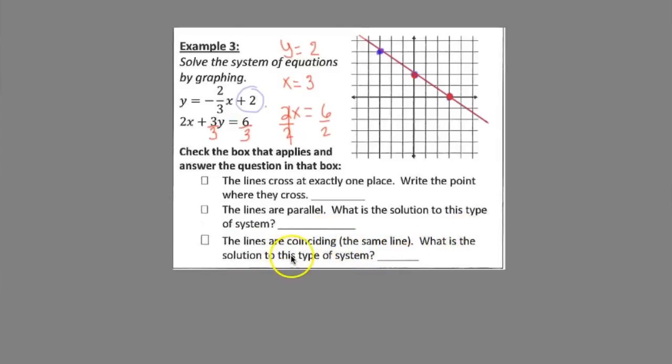What is the solution type? So we would have to say infinitely many solutions. So IMS, infinitely many solutions. So we go right ahead and check that box. Hope that makes sense. Remember, you can always pause, rewind, rewatch as many times as you like.